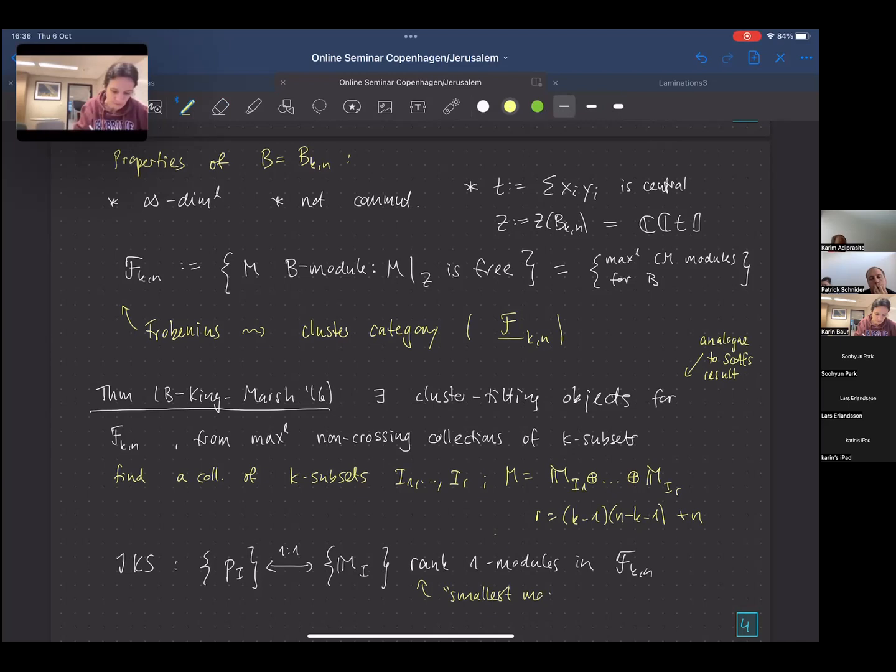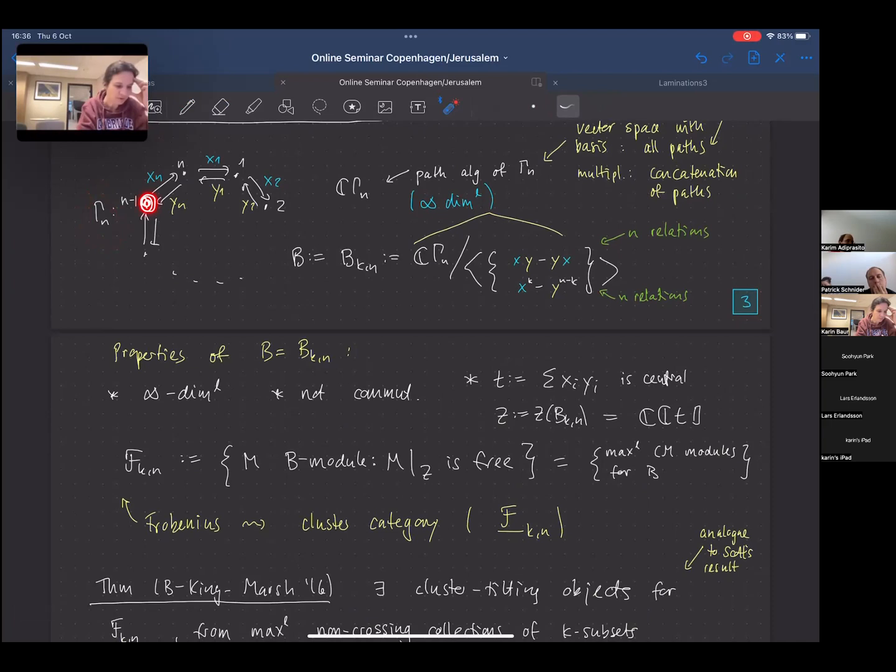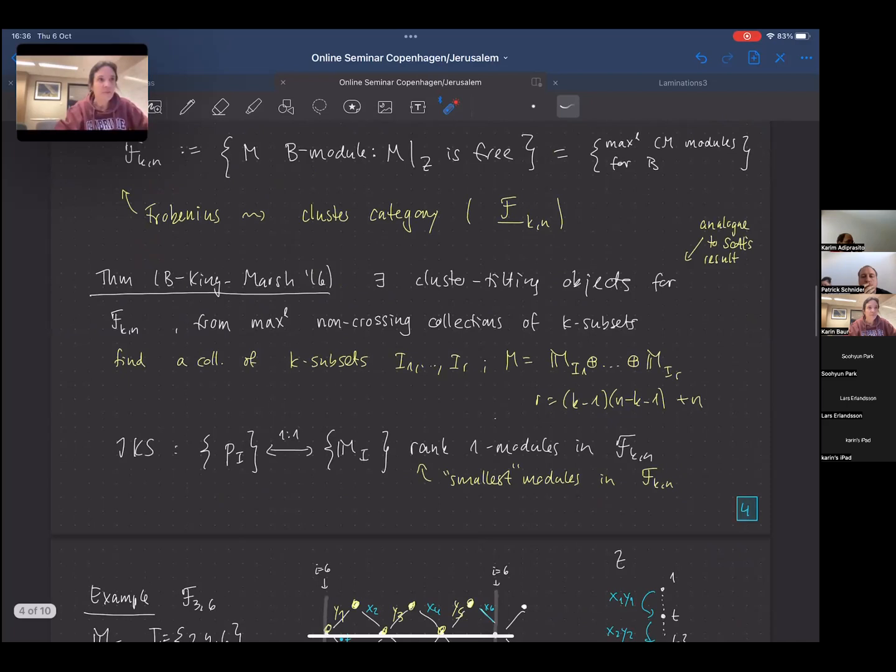Modules in this category. Because we want these modules to be free over the center, it means at every vertex of my quiver gamma, I should have a copy of the center. So I have this polynomial ring at every vertex, and the smallest possible number is just to have it once at every vertex. And that's what I'm going to illustrate now. So the smallest possible ones have just one copy of center at each vertex in the quiver gamma.